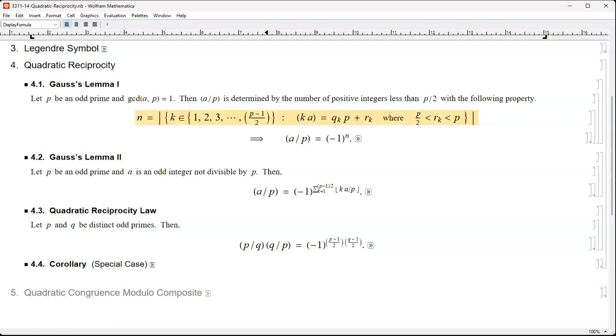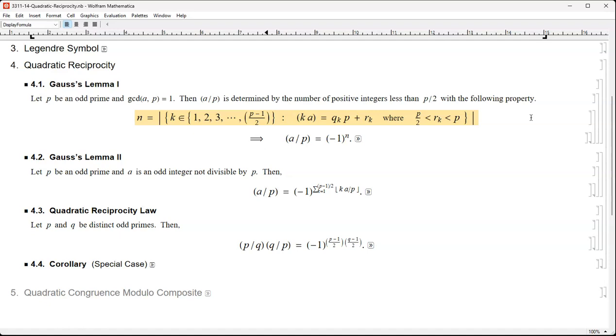Let's scrutinize it. n is the number of elements of a certain finite set, and that set comes from the positive integers less than p over 2. You see, we have these positive integers 1, 2, 3, 4, and so on, up to (p minus 1) over 2. The next integer, (p plus 1) over 2, exceeds p over 2, so that covers everything. And how many are there? Of course, (p minus 1) over 2.